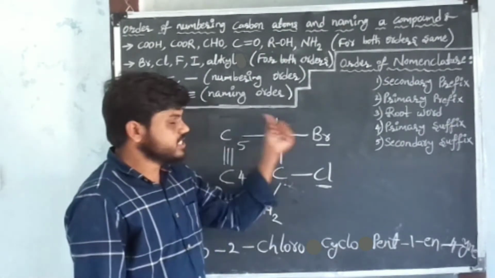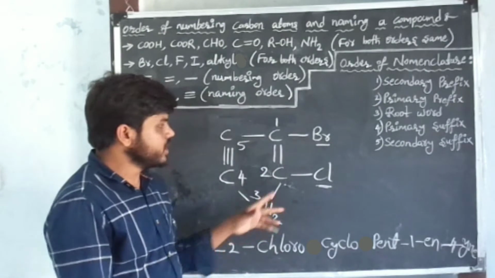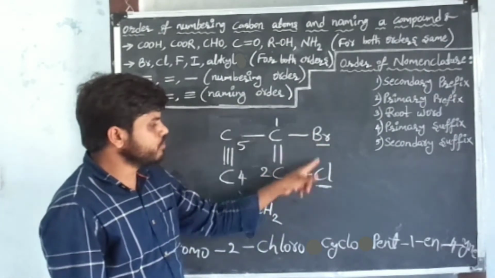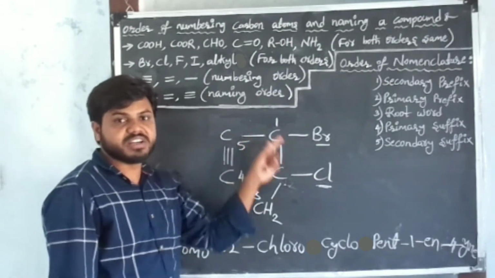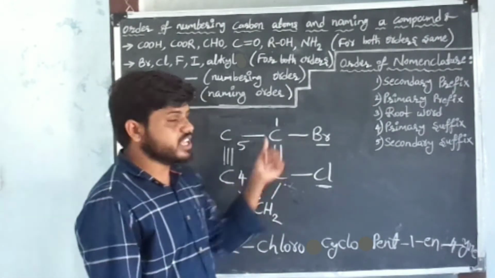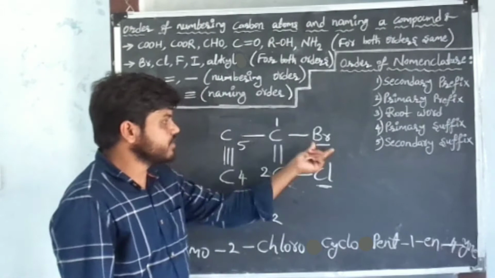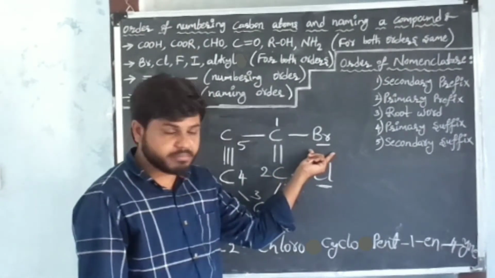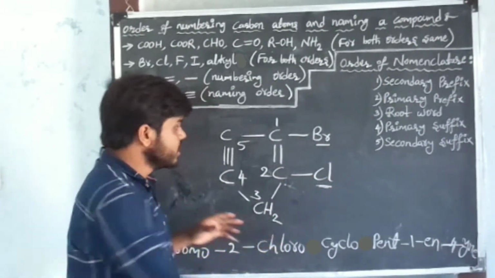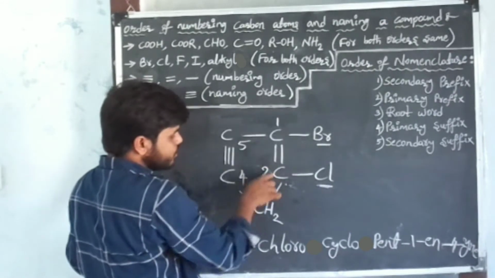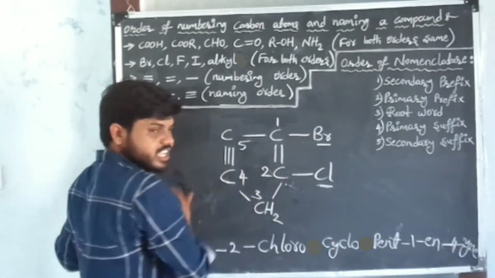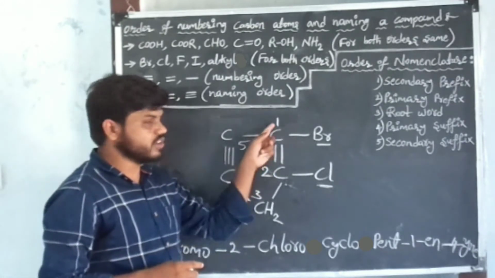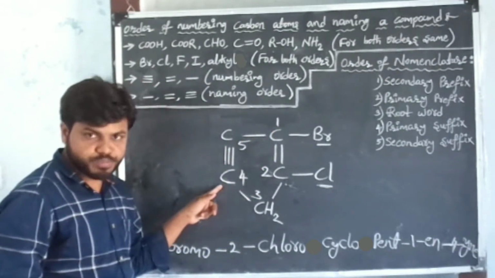See here, this is our given carbon compound. In this, there are two substituents, one is bromine, another one is chlorine, and there is one double bond, one triple bond, and it is also cyclic. First, give the numbers to the carbon atoms in such a way that bromine should get the least number. After that, chlorine. Now I started from here: 1, 2, 3, 4, 5. See, bromine is getting first position, chlorine is getting second position. The double bond is getting first position, the triple bond is getting fourth position, right?